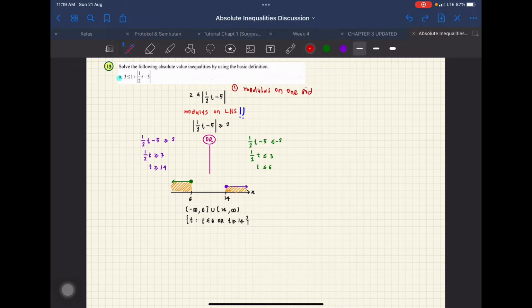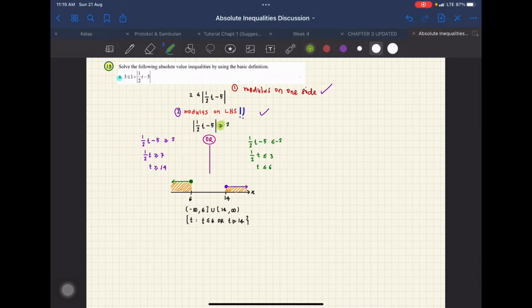Okay, so bila dah settle modulus on one side, and then barulah kita buat modulus on left hand side. Kalau awak nak buat terbalik pun tak apa. Maksudnya awak tukarkan dulu modulus kat sebelah kiri, and then baru awak jadikan dia just one side dekat left hand side. Dia mesti left hand side, right? Okay, so dah settle dekat sini. So our focus is dekat sini.